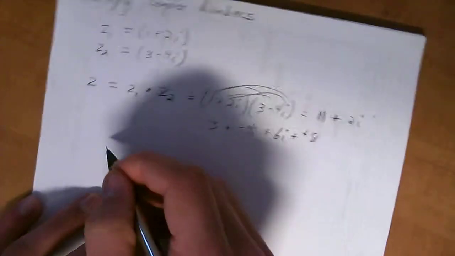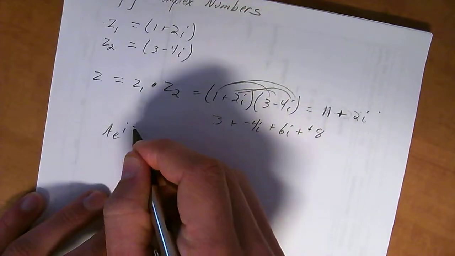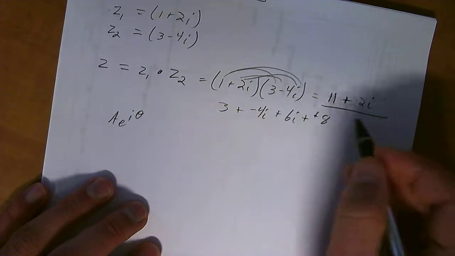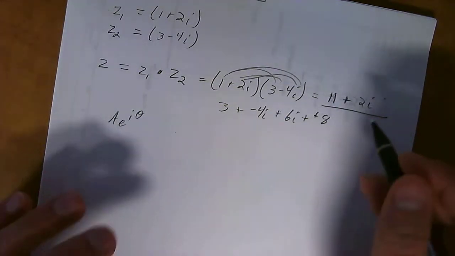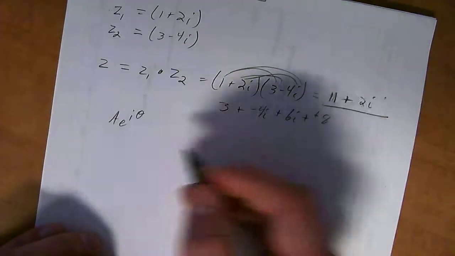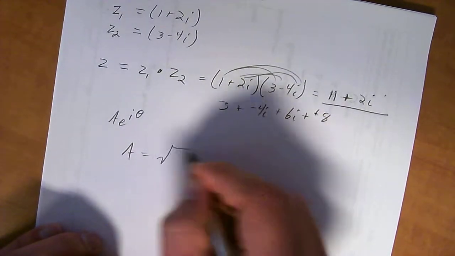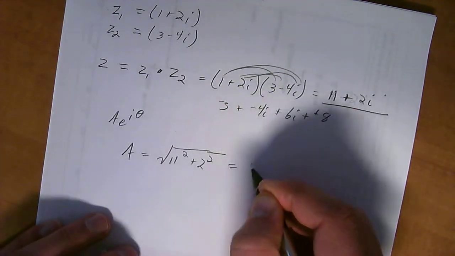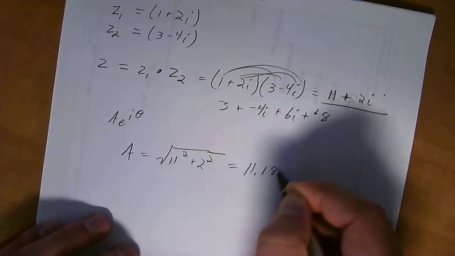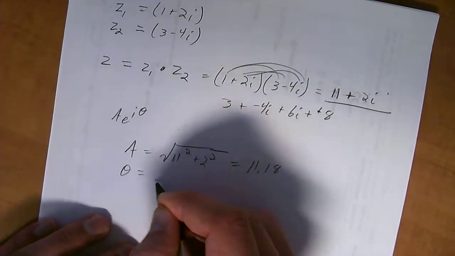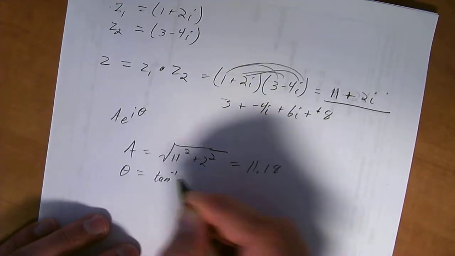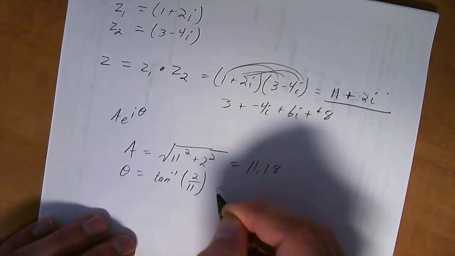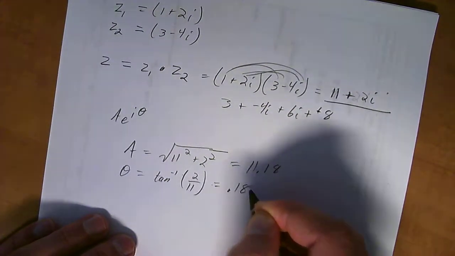Alrighty, but now we want this in the form of Euler's e to the i theta. So again, you just go ahead and use Pythagoras' theorem and figure out the sides of the triangle that I explained in the addition video. So the amplitude is equal to the square root of 11 squared plus 2 squared, which is then equal to 11.18. And then theta is equal to the inverse tangent, or arctangent, of 2 over 11. It's equal to 0.18 radians.